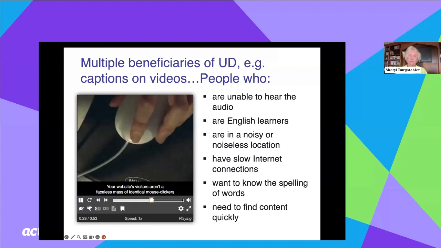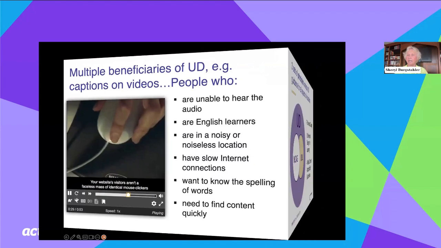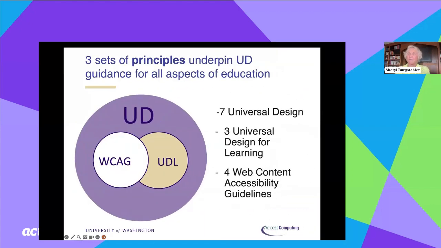There are ways to search captions to find content we're looking for in a collection of videos. So I mentioned that we have principles for universal design, and there are really three sets that I think apply to this group that I'm talking to today. There are 7 principles of universal design that go along with that definition that I gave you from the Center on Universal Design, like even having space in a physical space for approach.